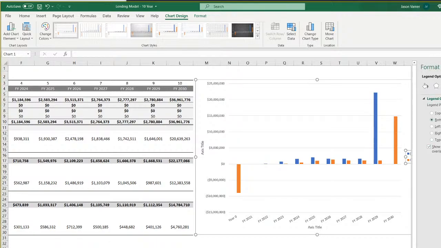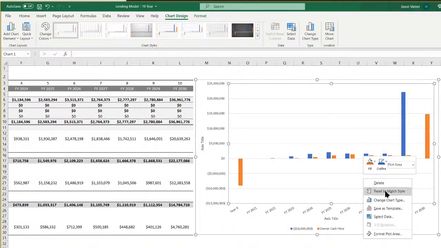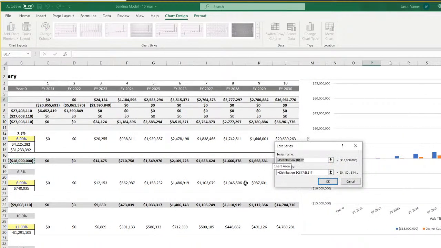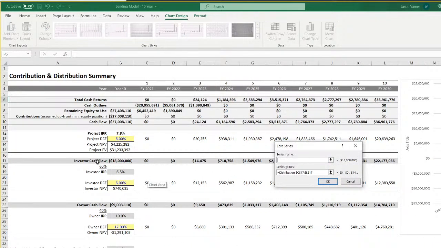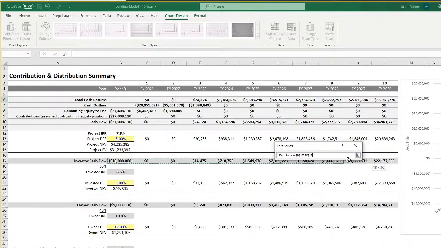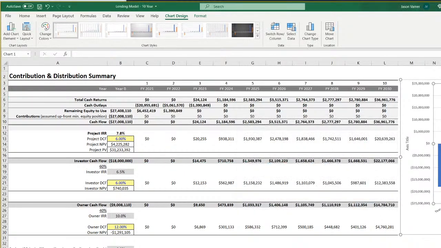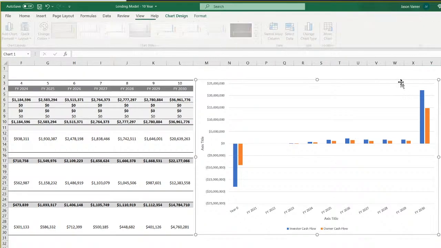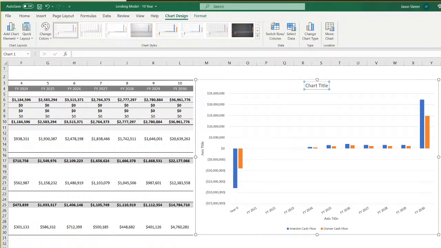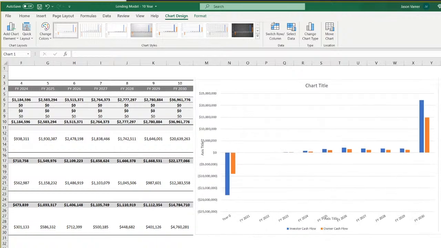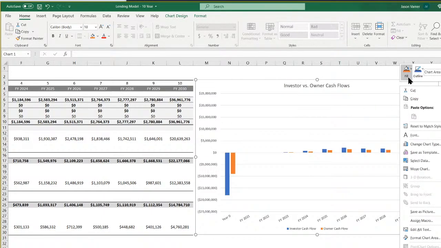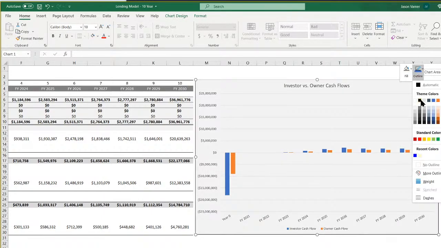Oh, hold on, what happened? That should not be, what did I do? So for this one, oh, the label should be here. And then this should be this. There we go. Oh, so chart title. Axis title I don't need. So investor versus owner cash flows. And this will all change based on what's input on the assumptions for each accordingly.